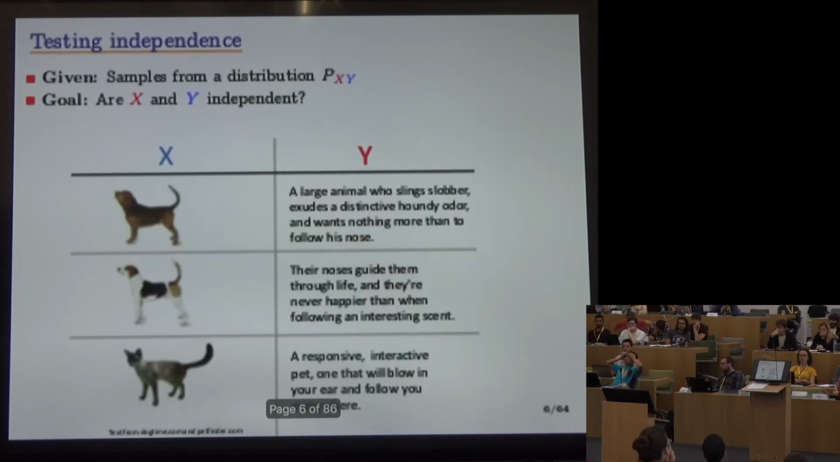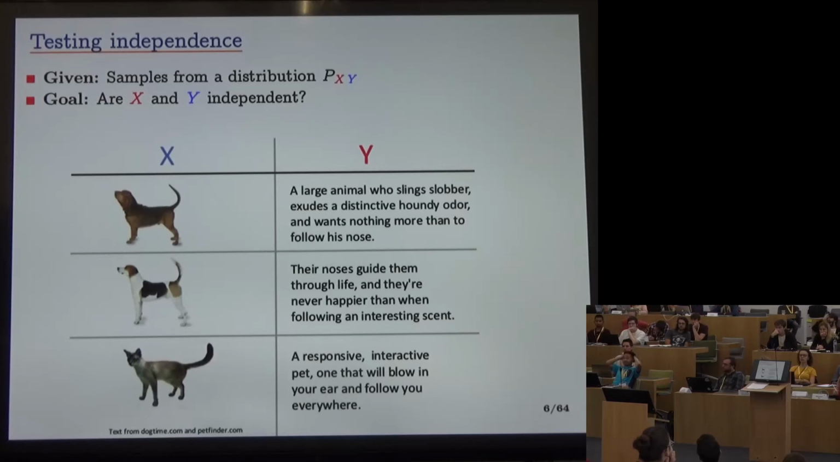Okay, here is the final setting that I'm going to talk about. This setting is the setting of testing independence. Okay, so what I have here is, in a sense, like two complementary views of the same object. So X, in this instance, is an image of an animal, and Y is a caption. All right? So the caption is describing, in a sense, the animal.